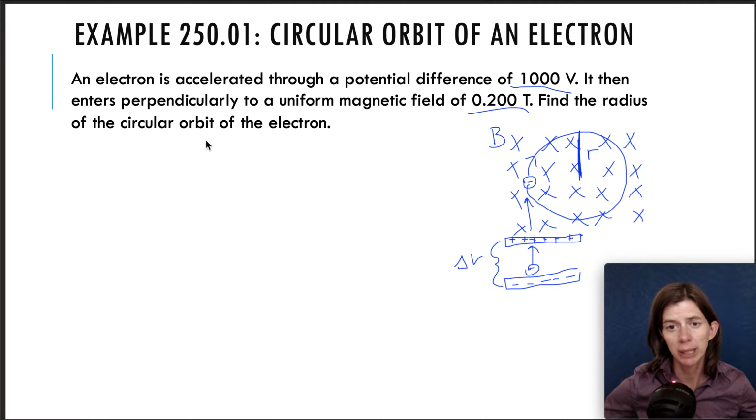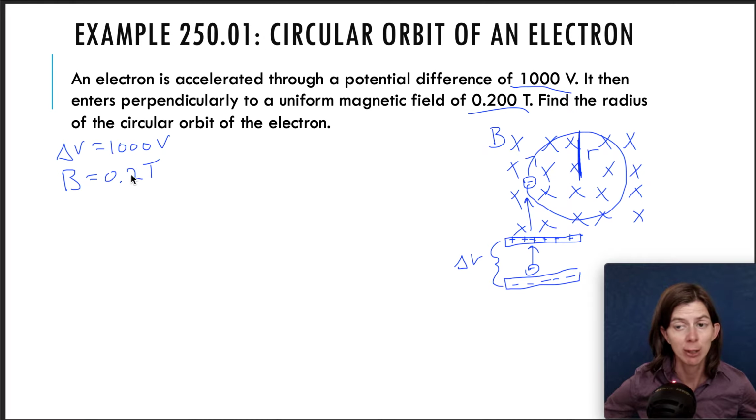So let's write down what we're given. I'd like you to try to write it down. This is a guided example. Write down all the variables with all their values. Okay, let's take a look. We've got delta V is 1000 volts. And then we have the magnetic field B is 0.2 teslas.